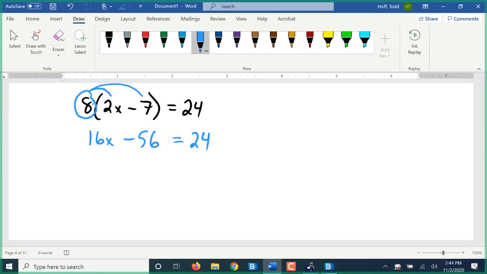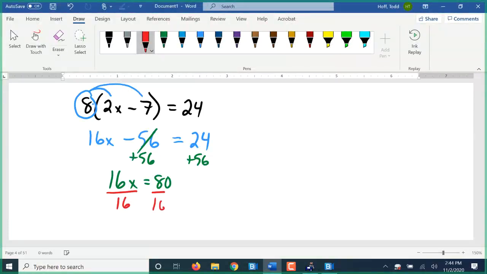This coincides with that first step that we talked about in the first hour of solving equations, of combining what you can on either side. Sometimes it's distributing through parentheses like that. Of course, now we can solve. We're going to add the 56. 16x equals 80. And then we can divide by 16. X equals 5.